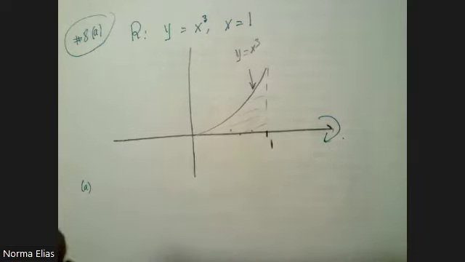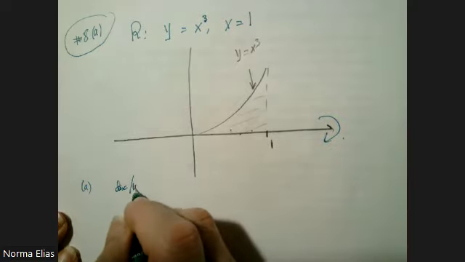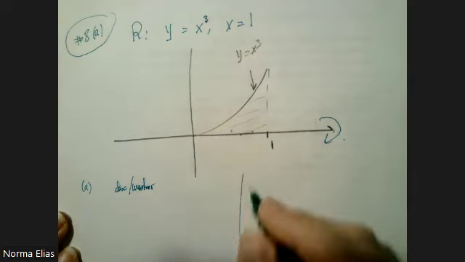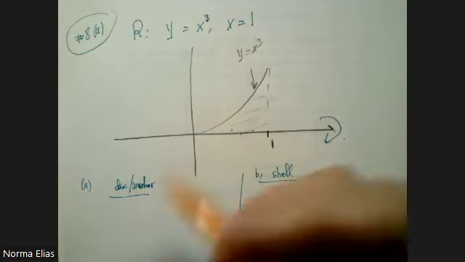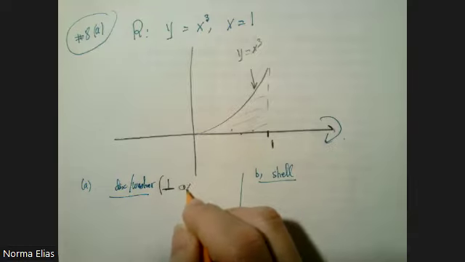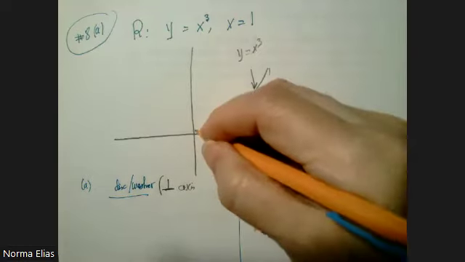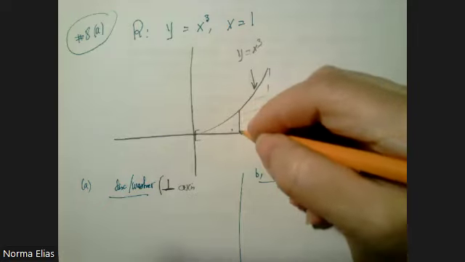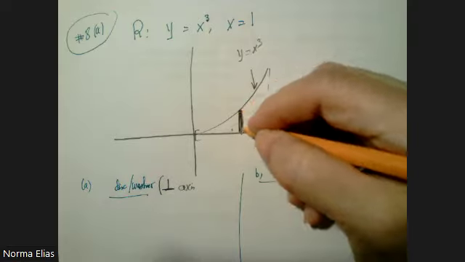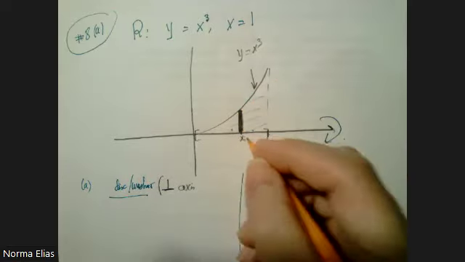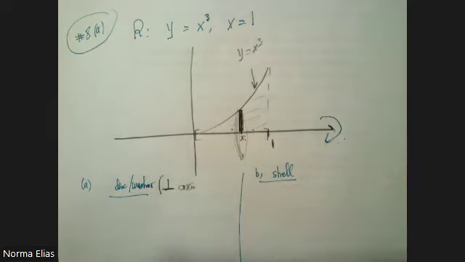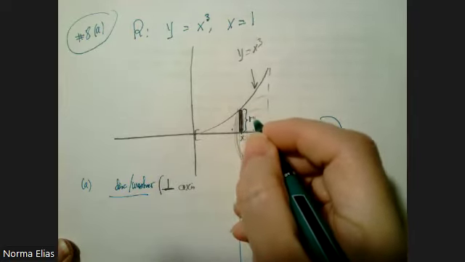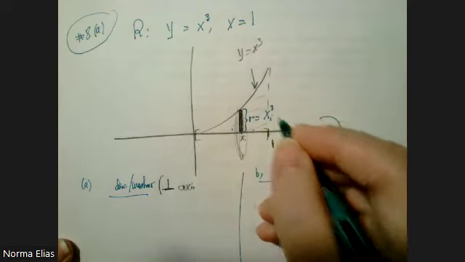I wanted you to do this problem first using washers, and B, using shell methods. Now, with washers, remember the slices are perpendicular to the axis of rotation. So this is my interval 0, 1. This is my axis of rotation. It means I'm taking this piece right here, this is my xi, and I'm rotating it in my mind. Of course, when you rotate this, you're going to get a disk. There is no washer here because we're touching the axis of rotation. So the radius of the disk is the value of the function right there.